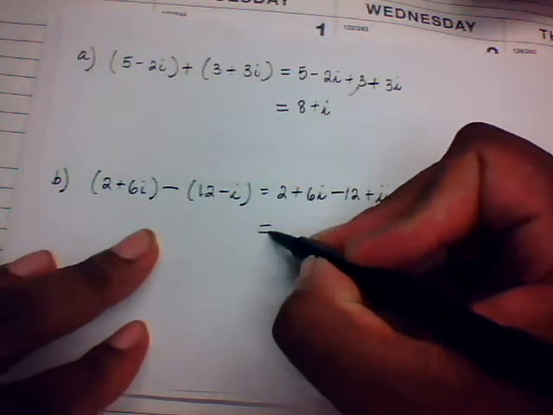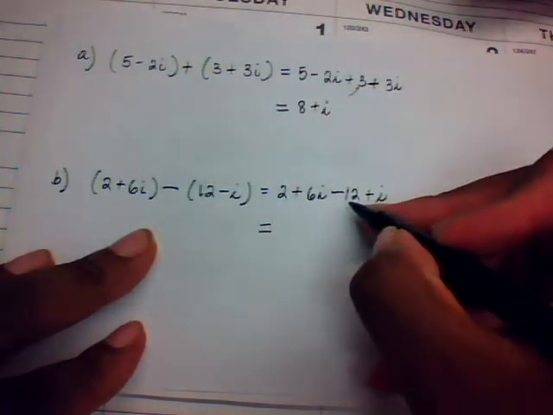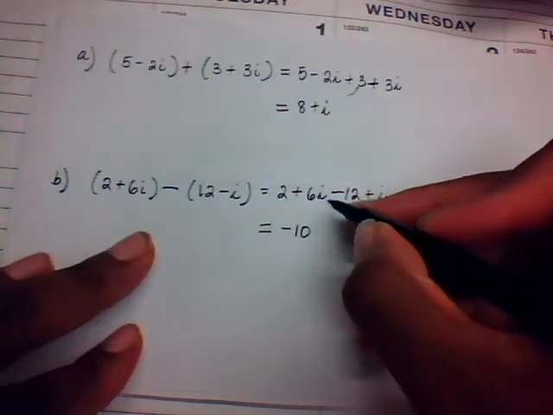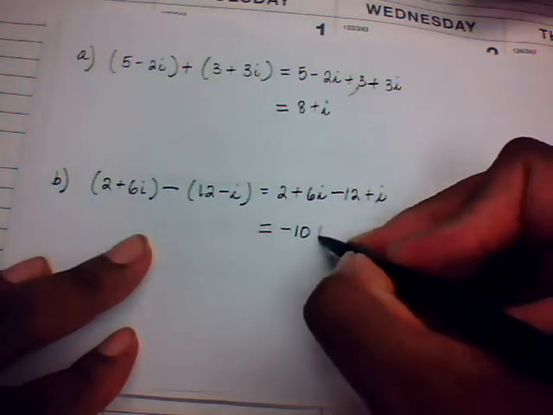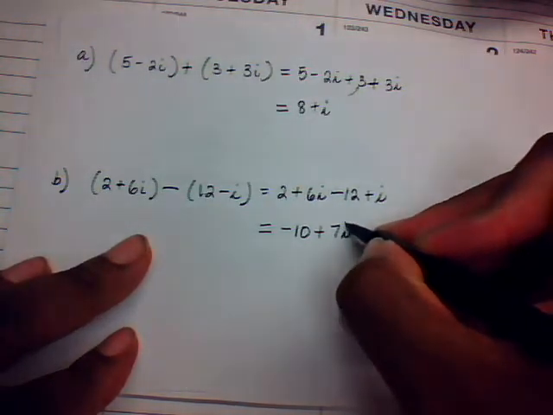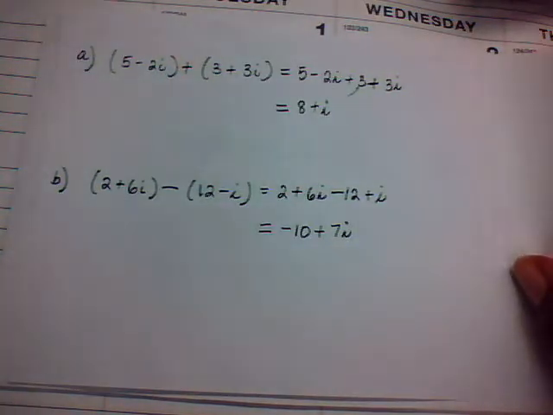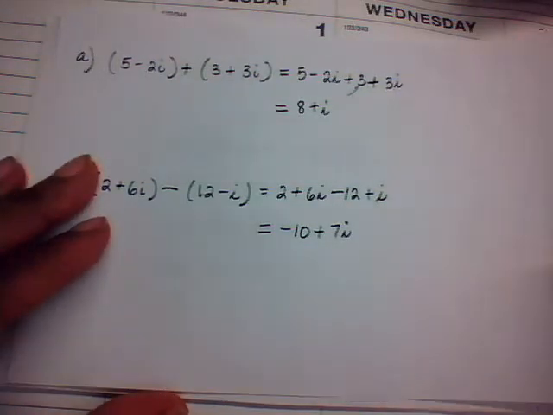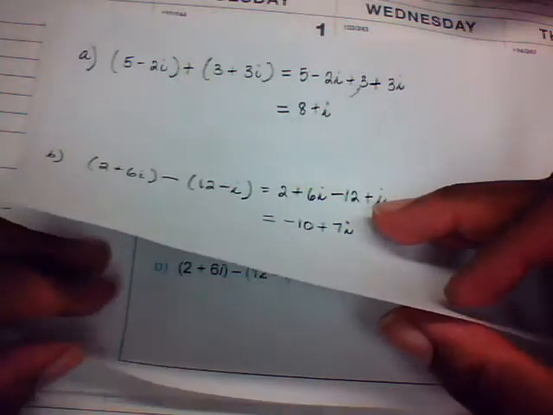And then we go ahead and combine some like terms here. Let's see. The real part, 2 minus 12, that's going to be negative 10. And then 6i plus i, or 6i plus a 1i, that gives you plus 7i. So here you're going to have negative 10 plus 7i. Okay. So this is how you would add and subtract complex numbers.